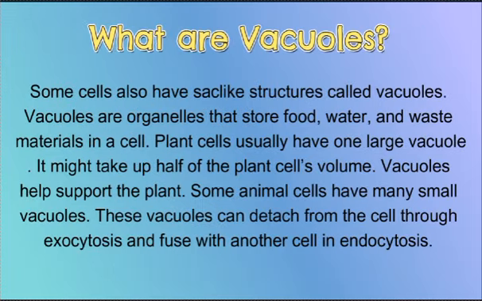Some cells also have sac-like structures called vacuoles. Vacuoles are organelles that store food, water, and waste materials in a cell. Plant cells usually have one large vacuole. It might take up half of the plant cell's volume. Vacuoles help support the plant. Some animal cells have many small vacuoles. These vacuoles can detach from the cell through exocytosis and fuse with another cell in endocytosis.